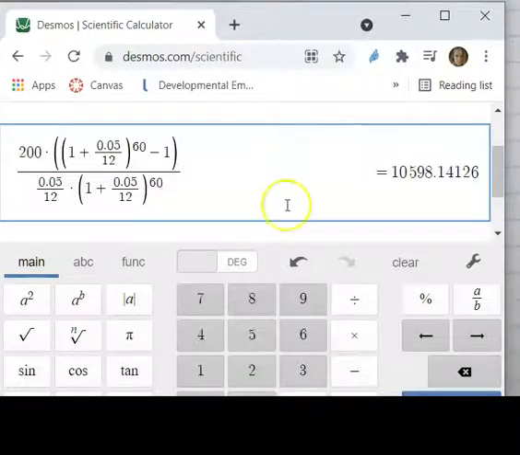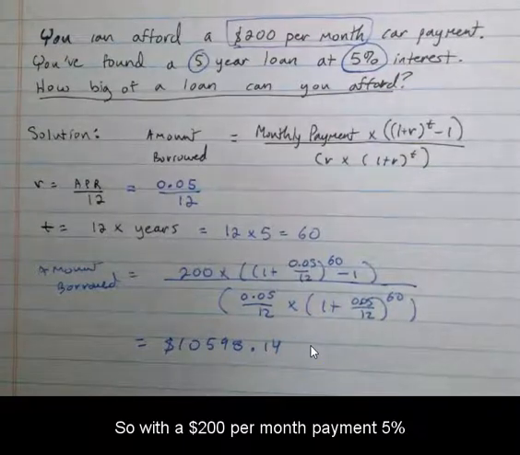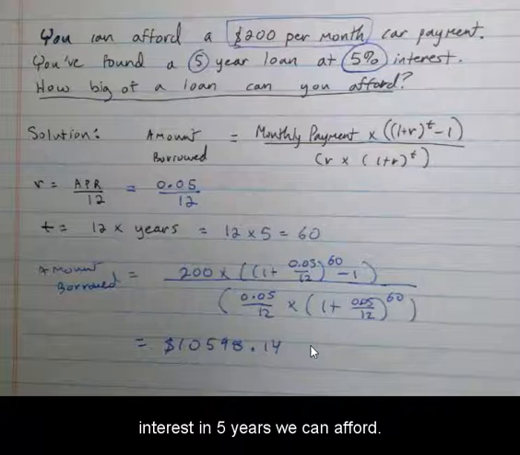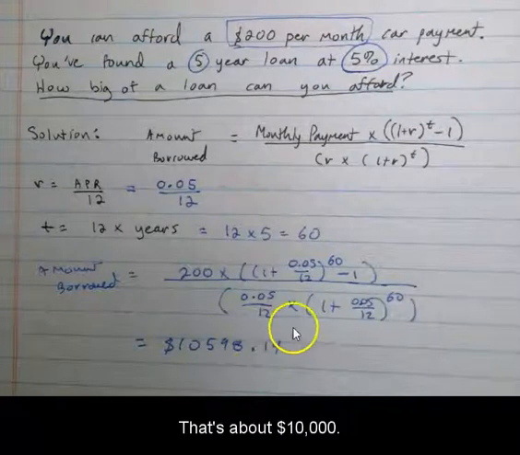$10,598.14. So with a $200 per month payment, 5% interest in 5 years, we can afford a car that's about $10,000.